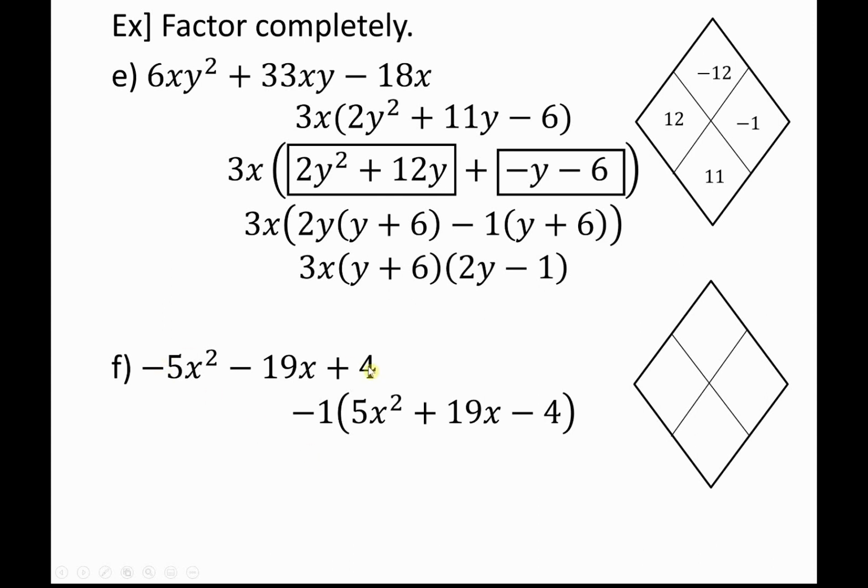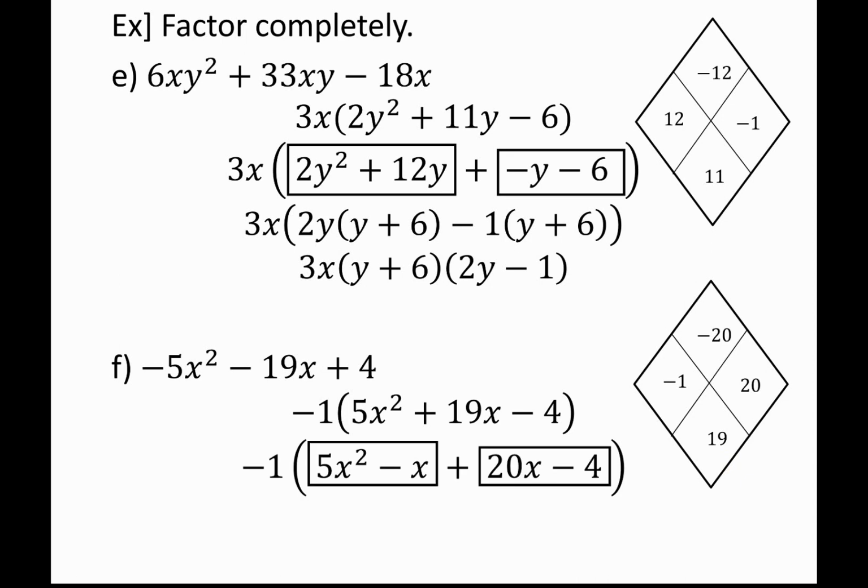All right, keep your focus inside the parentheses. Initialize your diamond here, complete the diamond, split the middle term, factor by grouping by taking the GCF of each grouping out. The first grouping here, it looks like it has a GCF of x. The second grouping here has a GCF of 4. Find that common binomial factor of 5x minus 1, pull it out to the front and next to the negative 1, and then the other binomial factor will be x plus 4, like so.